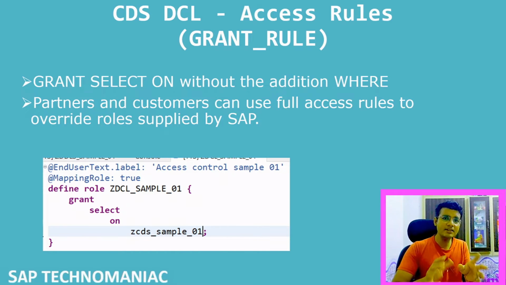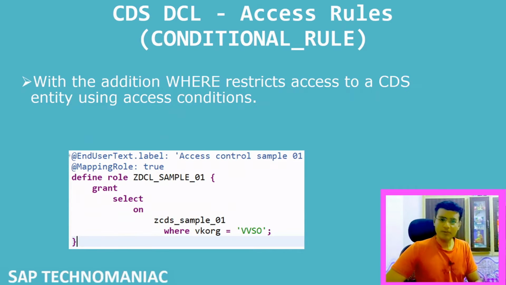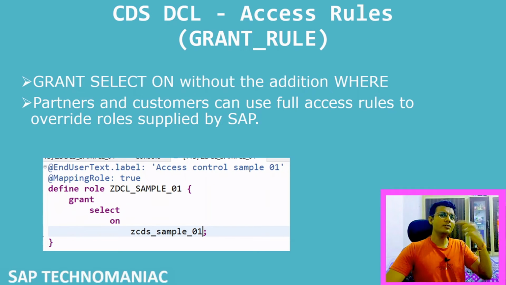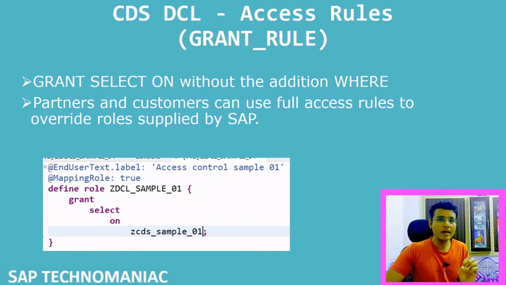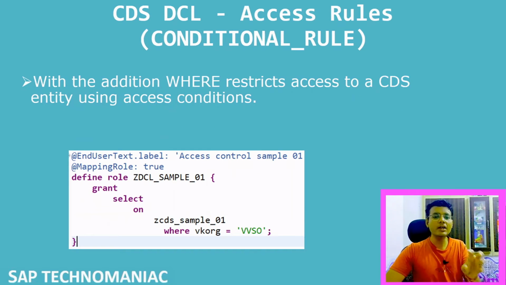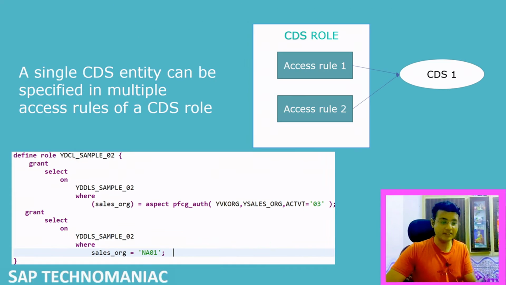So how these different access controls will be joined, that we will see. But before going to that, first we will see the conditional rules. Grant rule, you understand, gives the entire access to a particular CDS, and conditional rule is where we apply some where condition. This is very simple. You can see I have applied a where condition using a literal. You can use the authorization object as well. It will restrict the data based on the where conditions.